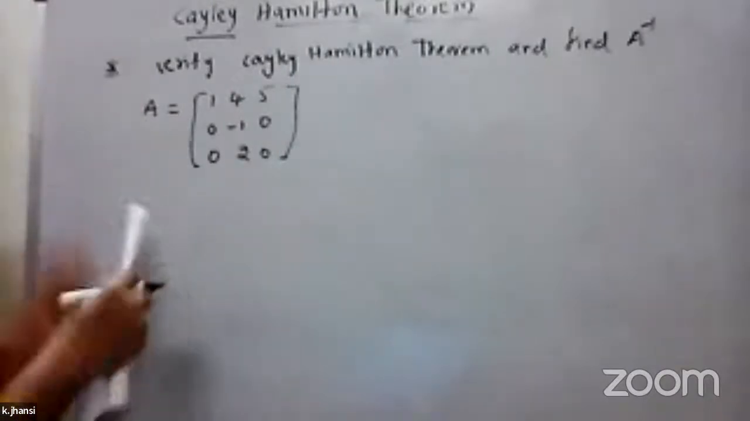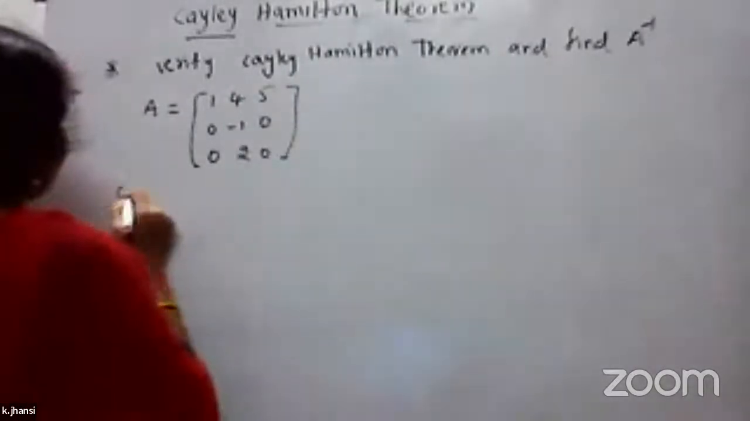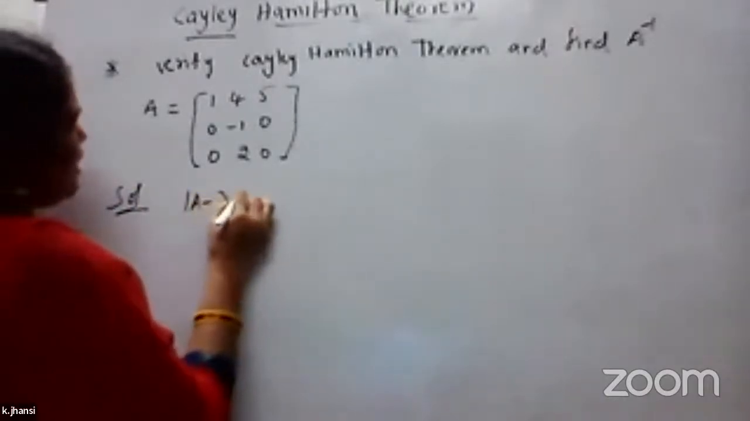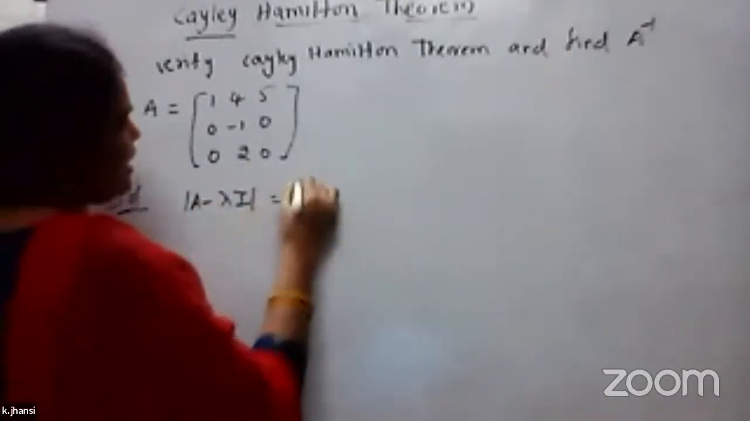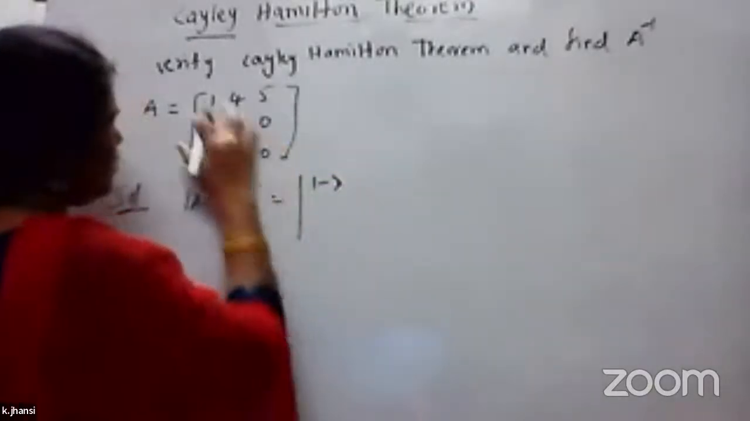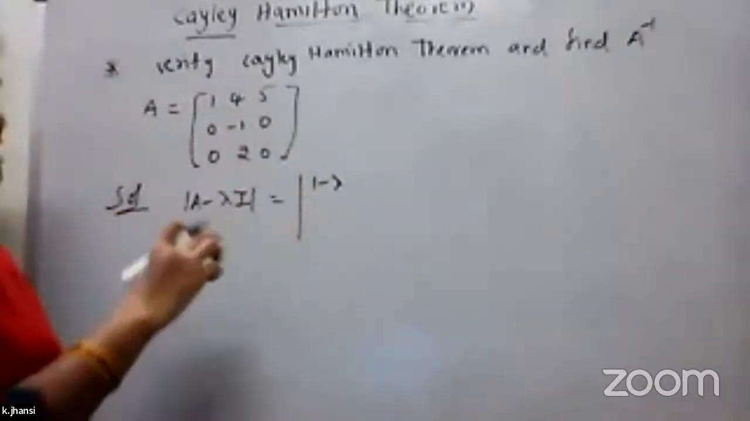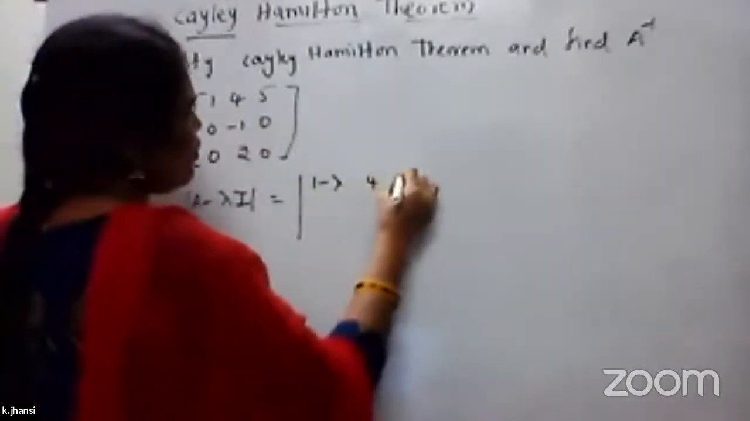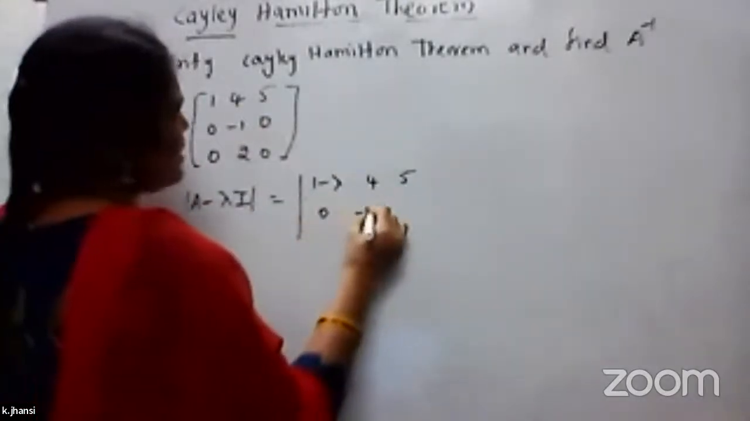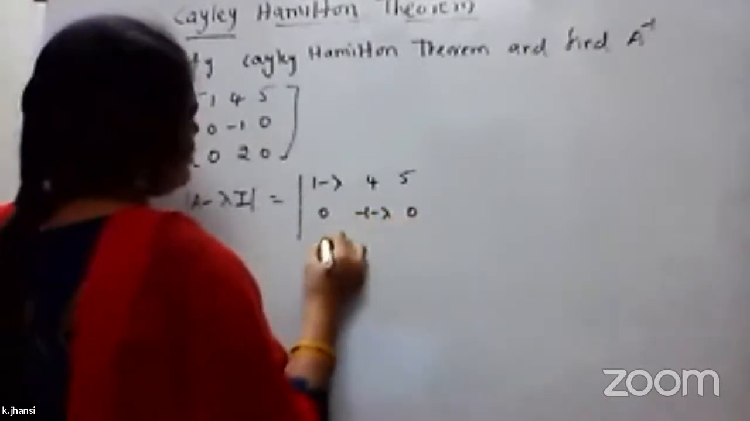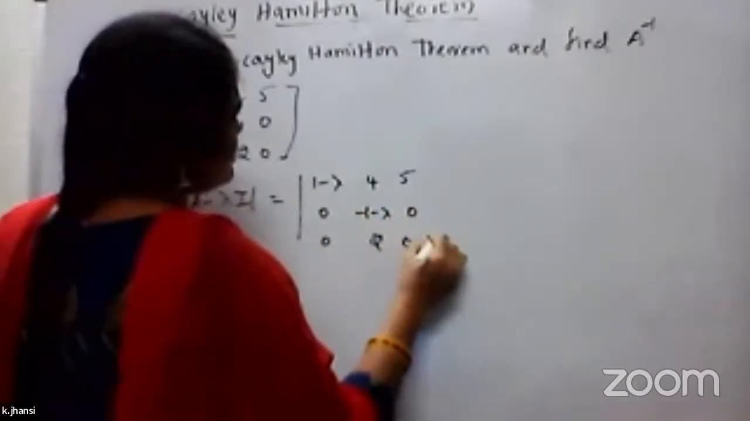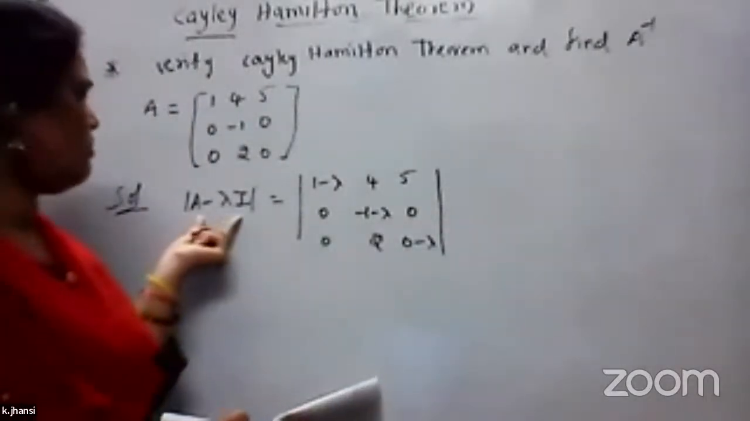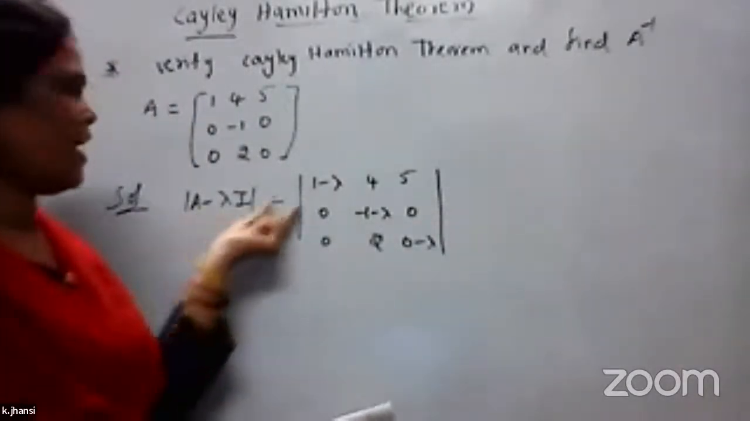First we need to find the characteristic equation, that is A minus lambda I. So A minus lambda I equals 1 minus lambda, 4, 5; 0, minus 1 minus lambda, 0; 0, 2, and here you will get 0 minus lambda. Only the diagonal part has the lambda subtracted. This is the determinant you are finding of A minus lambda I.